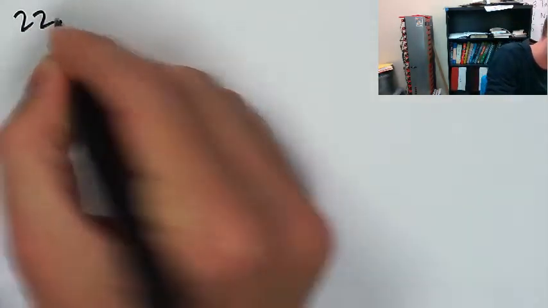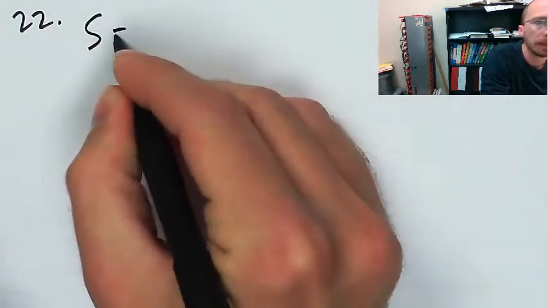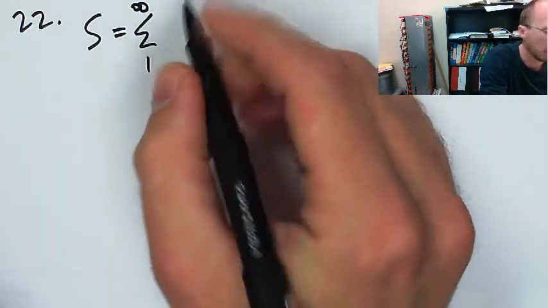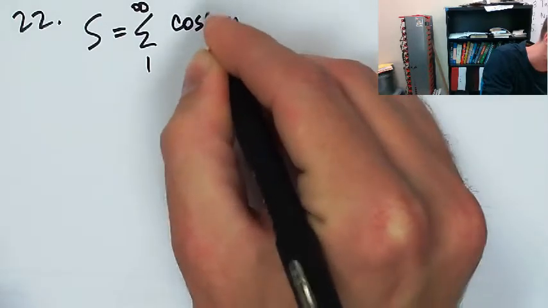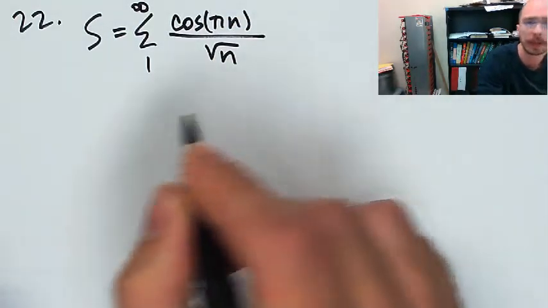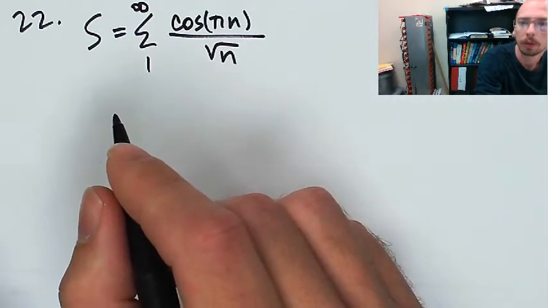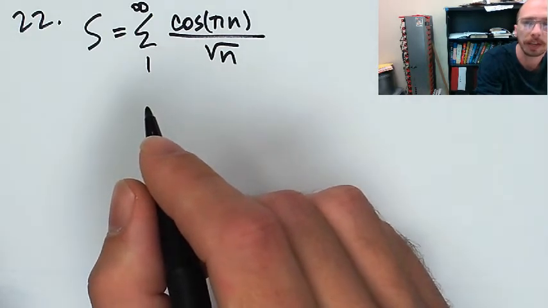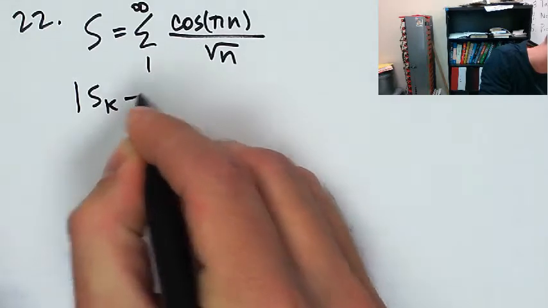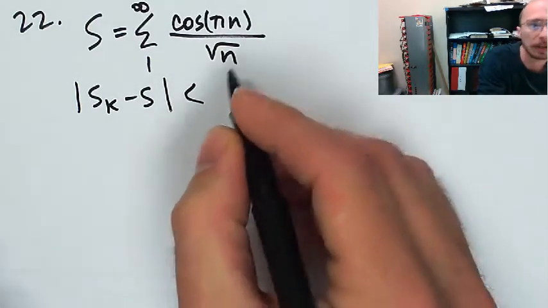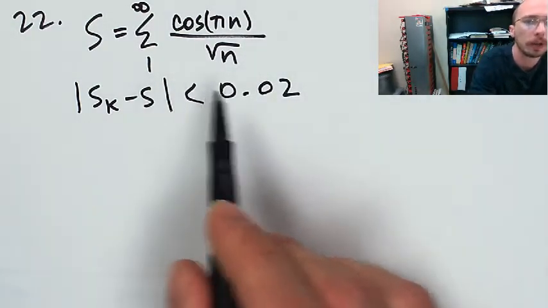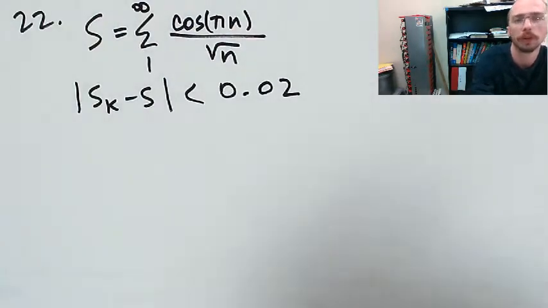22. The series below converges to S. I'm going to copy that right now. S equals the sum from 1 to infinity of cosine of pi n divided by square root of n. All right. What is the least number of terms in the series that must be summed to guarantee a partial sum for which the absolute value of s_k minus s, so the error, is less than 0.02? Okay, so what we need to do is find the first term that goes underneath that, and then that will be the next term, and we'll go one previous from that.